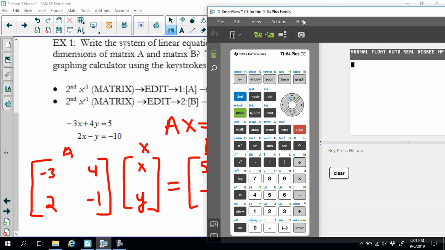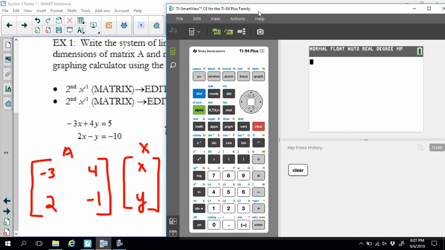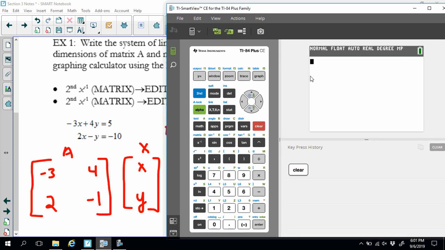Okay, first thing here is we need to make sure we get our calculator to the main screen. If you're on something else, don't forget you can always press second and then mode to get to the main screen. So what we're going to do is figure out how to plug our A matrix in. We're going to press the second blue button, and we're going to go down the same column here where it says x to the negative first.